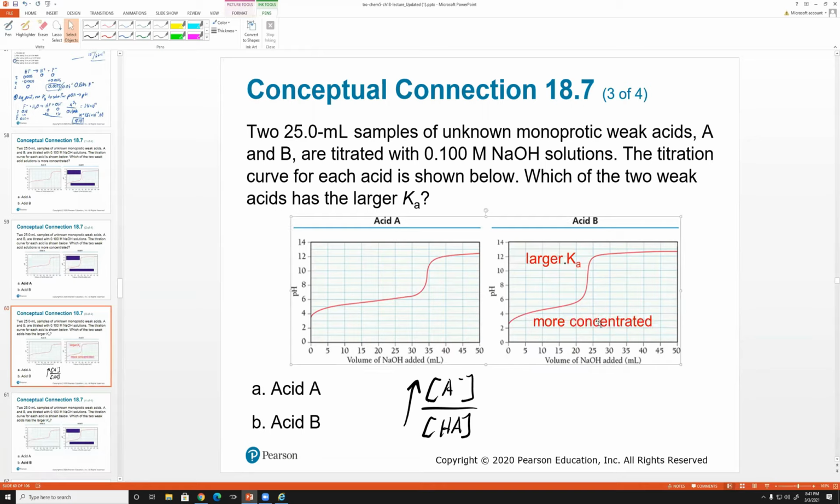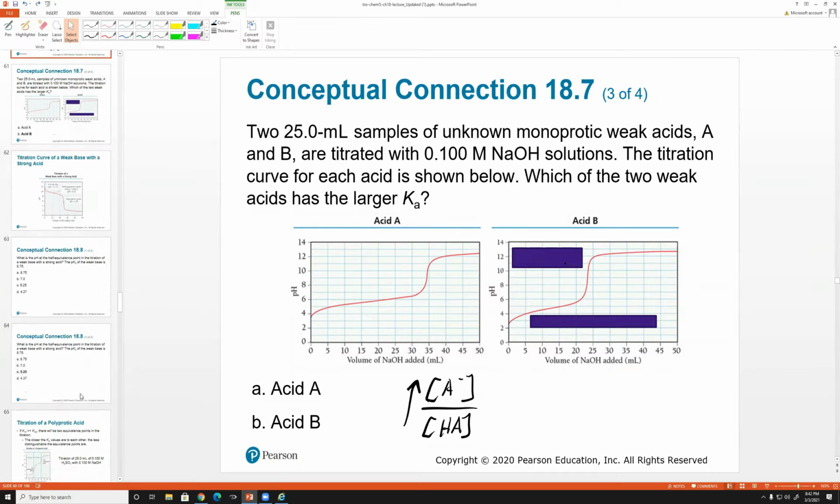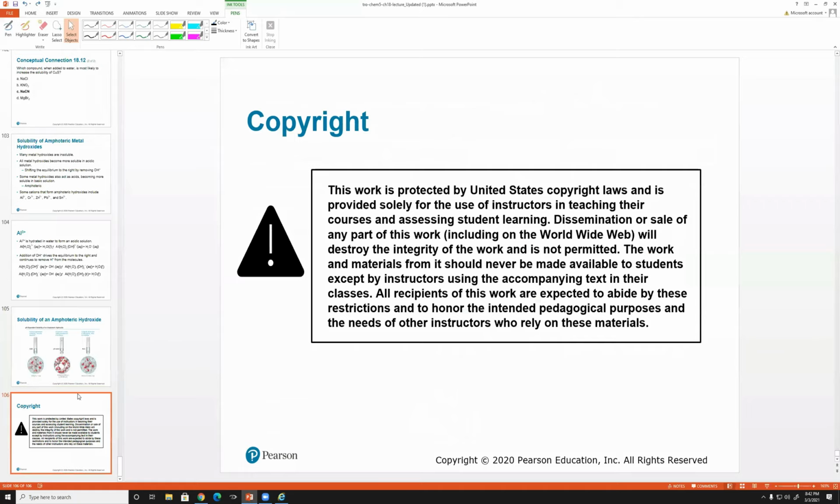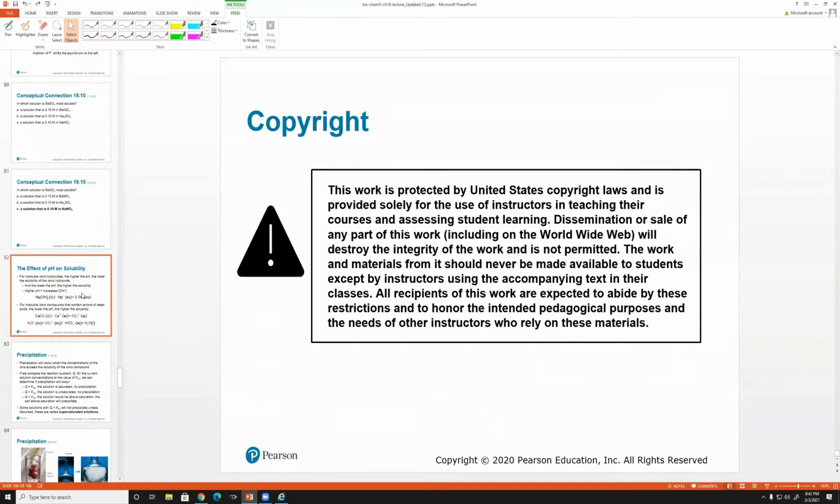So this is wrong. It's not more concentrated. This one's more concentrated, but this one's stronger. And the thing is, I couldn't remove it. It's part of the picture. So the only option I had was to do that. I mean, I could have made them white, but whatever. That's where these slides are at. They have a copyright thing at the bottom, but who's stealing this stuff? Honestly, it's not that good.